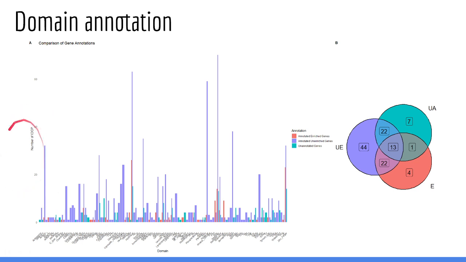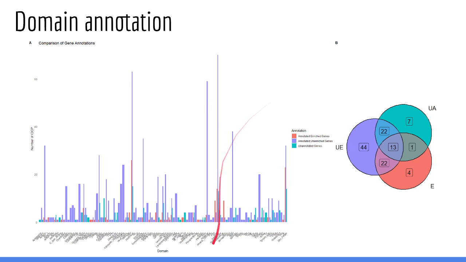And here you can see the number of interesting domain proteins among our models, and the distribution of the categories among the enriched, unannotated, and unenriched. The majority of them were shared among the categories, and for the individual categories, lower numbers for unannotated and enriched, and the majority of them in unenriched.